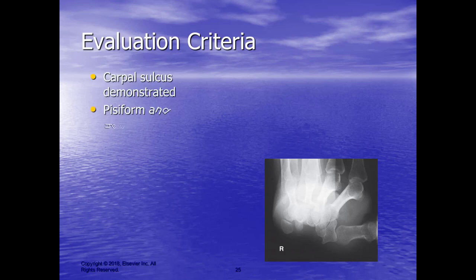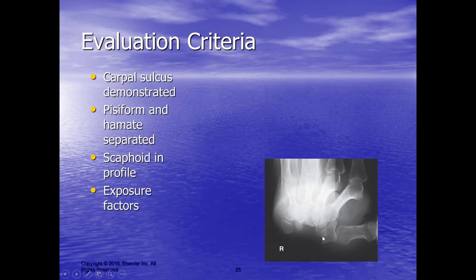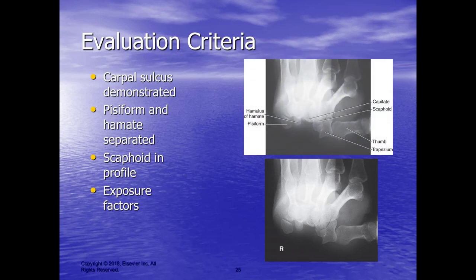So in here, your carpals should be demonstrated. You should see the pisiform be thrown off of the carpals. And your hamate, so this is the hook of your hamate that's being demonstrated. And you should also see the scaphoid in profile. Your exposure factors for this one are about 60 kVp to 65 kVp at about 5 mAs.